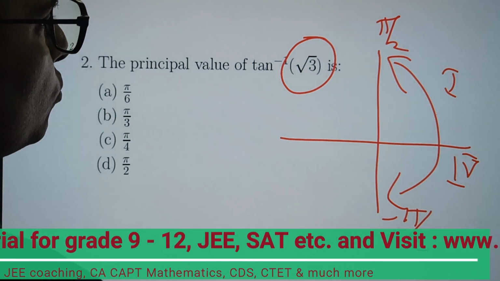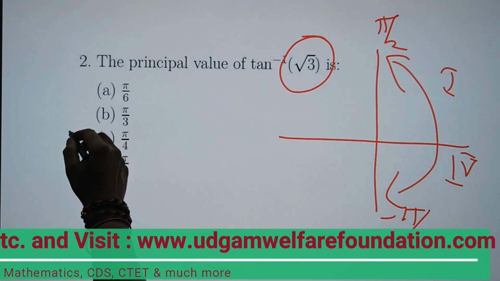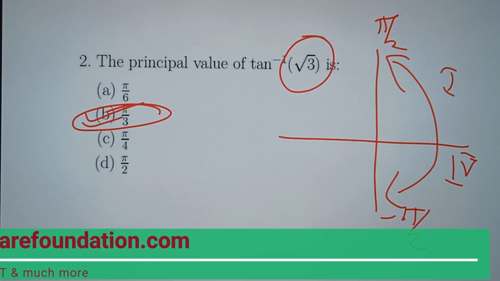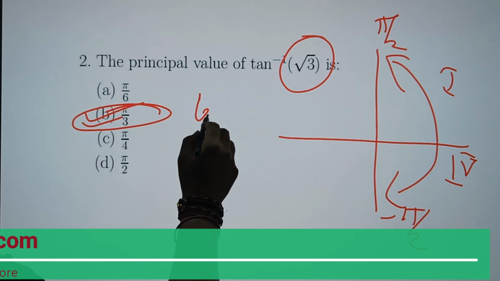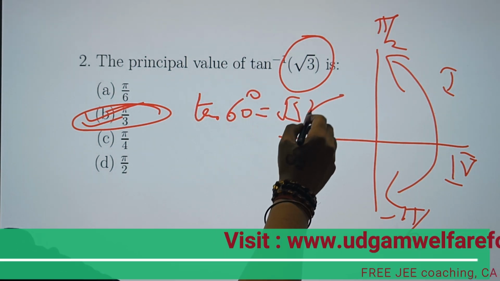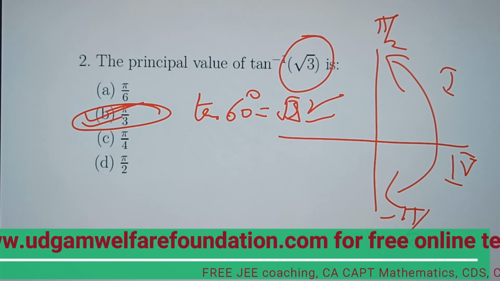So tan inverse root 3 is what? Tan inverse root 3 is nothing but pi by 3. So our answer is pi by 3, because tan 60 is what? Tan 60 is root 3 only. So this is our answer, that is option B. Now let's move towards our next question.